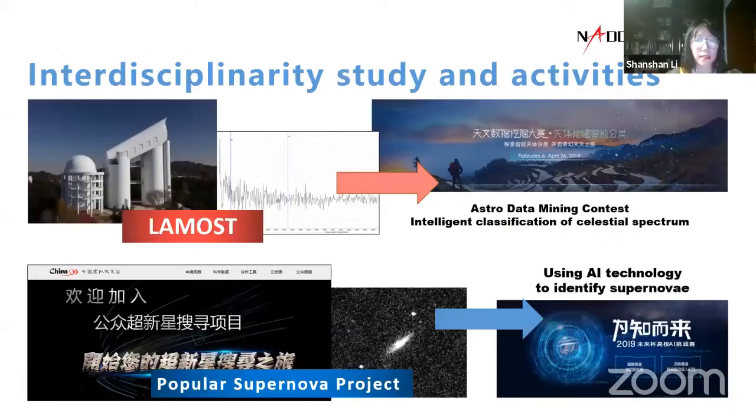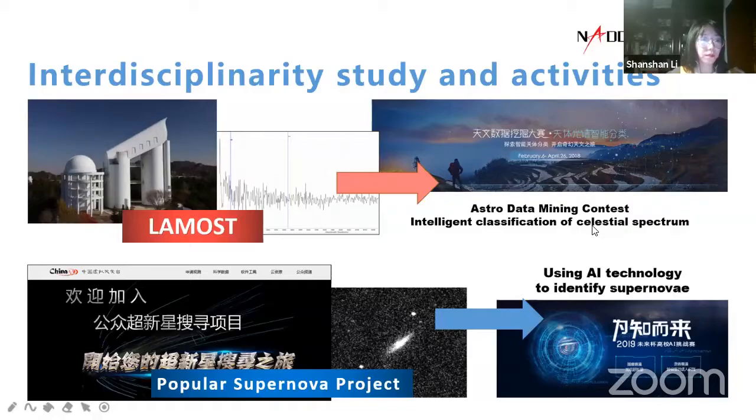So this is the final thing I want to mention. For the future of citizen science, if we want the public to be involved more, we have to go to interdisciplinary studies and activities. Like these two projects held in China, where our team cooperated with different organizations. The first one is to use LAMOST spectra to do a data mining contest.